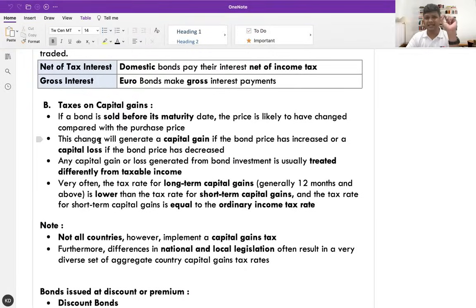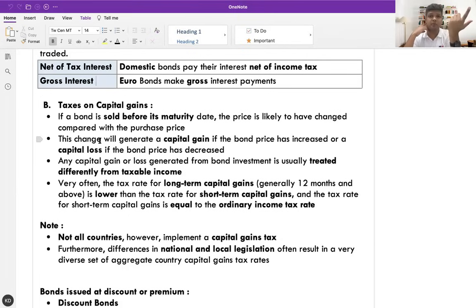How about capital gains? Capital gains is the difference between the price at which you bought the bond and the price at which you are selling. When will you get a capital gain? If it's a discount bond or if it's a premium bond? Discount. Discount. A discount bond will give you a capital gain, right? So if you hold the bond till maturity. However, there is a possibility that if you sell the bond before maturity also, you can get capital gain.